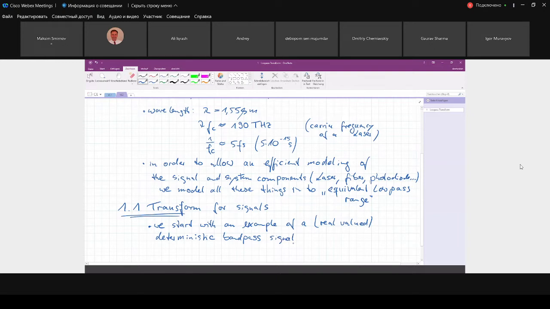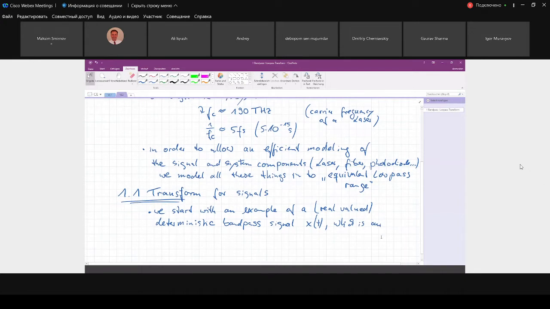And if you take a look at deterministic signals, they can be energy signals or periodic signals. Here we take a look at an energy signal. If it would be periodic, then the corresponding Fourier transform would be discrete. So you would only have discrete spectral components. You could see it in the spectrum. So we start with an example of a real valued deterministic bandpass signal. Let's say we denote this as x of t, which is an energy signal. So it could be a bandpass pulse in the time domain, which is an energy signal.